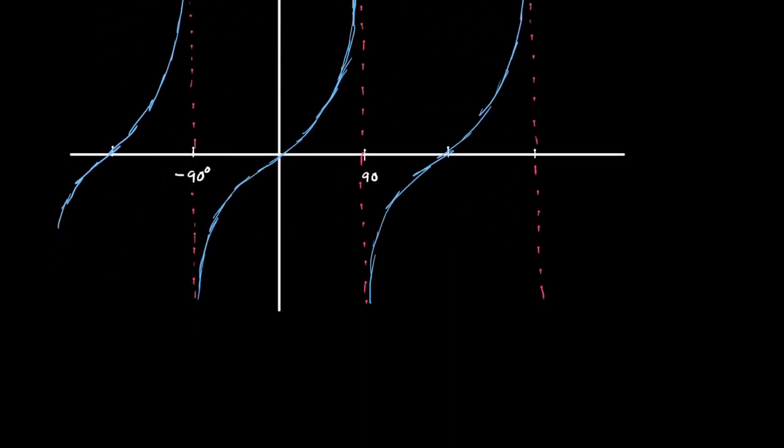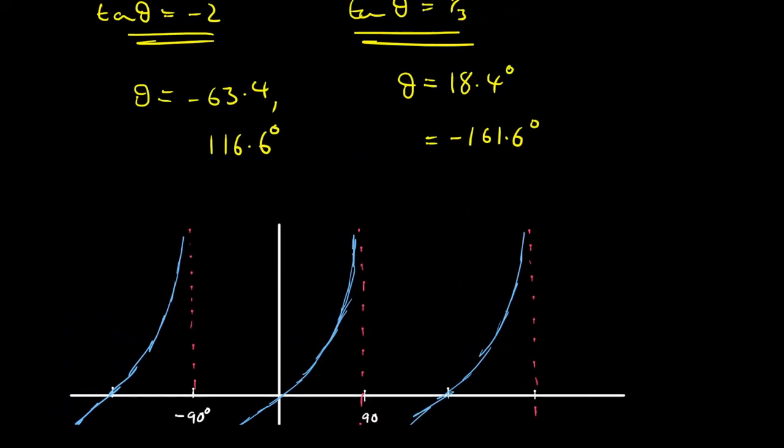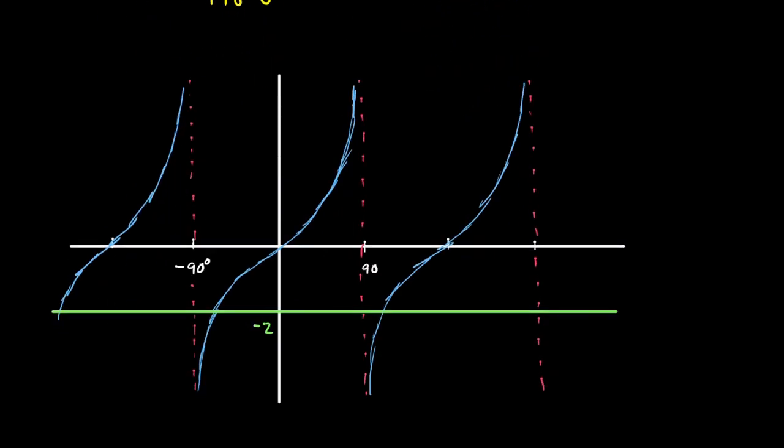So what does that actually look like? Tan theta is equal to -2 may look something like that. All right, so this is a horizontal line where y is equal to -2, beg your pardon. And we also want to solve it where tan theta is equal to 1/3. So what would that look like? Like another horizontal line through y is equal to 1/3. So maybe draw it like that. Okay, so that's y is equal to 1/3.